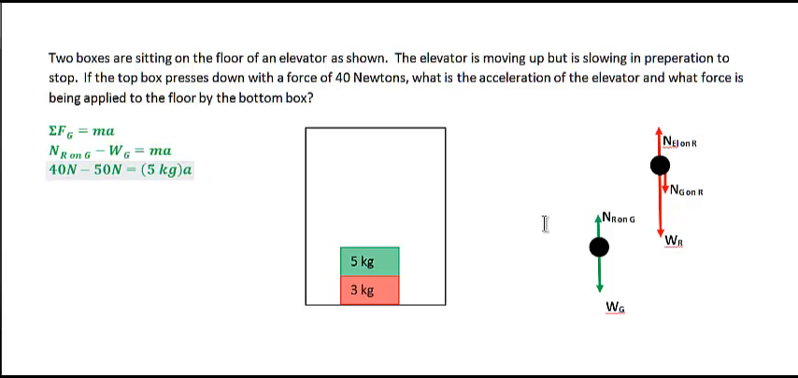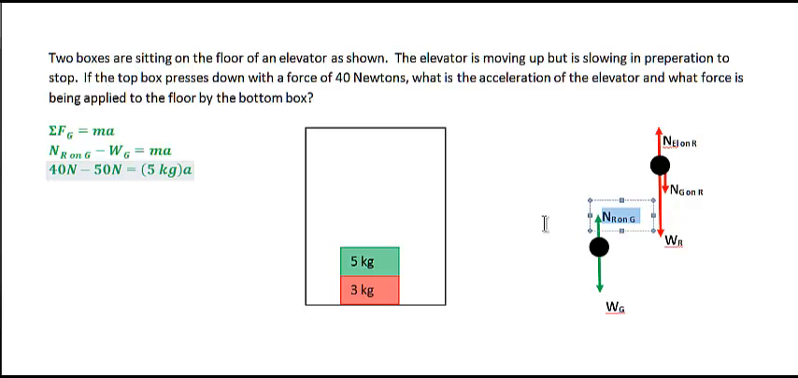Plugging in what we know, the 40 newtons, that's what we were told in the problem, that it was pushing down with a force of 40 newtons. That would be the normal force of R on G. Now, I need to point out that it says if the top box presses down with a force of 40 newtons. If green is pressing on red with 40 newtons, then thanks to Newton's third law, red is pushing on green with 40 newtons. While the problem referred to green pushing on red, because these are a Newton pair, we could just apply it to this item.